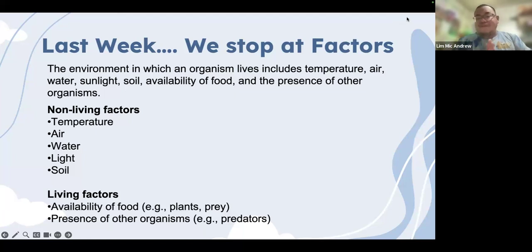We have the non-living factors known as temperature, air, water, light, and soil. These are the factors that we humans sometimes cannot control. There are living factors such as food and presence of other organisms such as predators. These are the factors that we humans may be able to control. So let's look at them one by one.